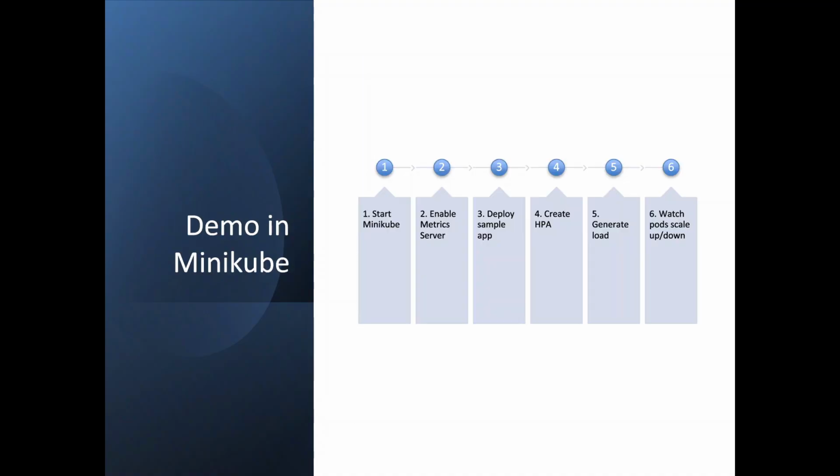How to do this in Minikube? We'll have a live demo as well, but the steps you have to follow are: start Minikube, enable metrics server, and deploy a sample app. We already have a deployment, service and pod running, so we'll use the existing ones. We'll use a BusyBox image to generate the load and watch our pods scale up and scale down.